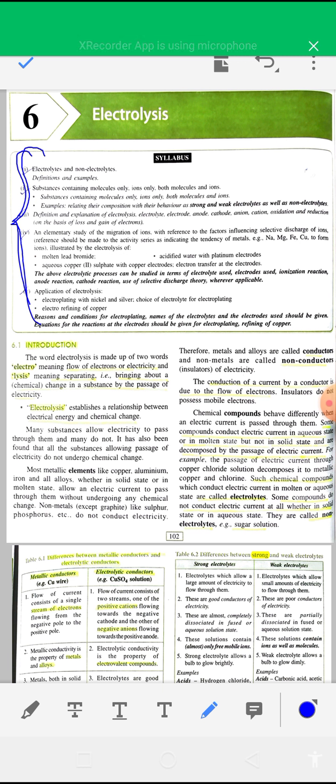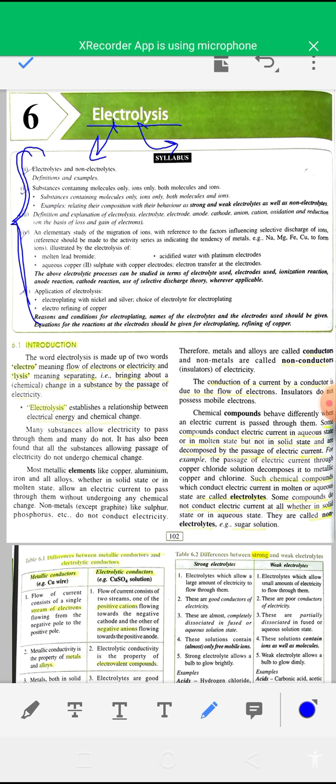So the topic is electrolysis. What is electrolysis? Electrolysis means electro means current and lysis means separating. So if a chemical change is carried out using electric current, then the chemical change is known as electrolysis.